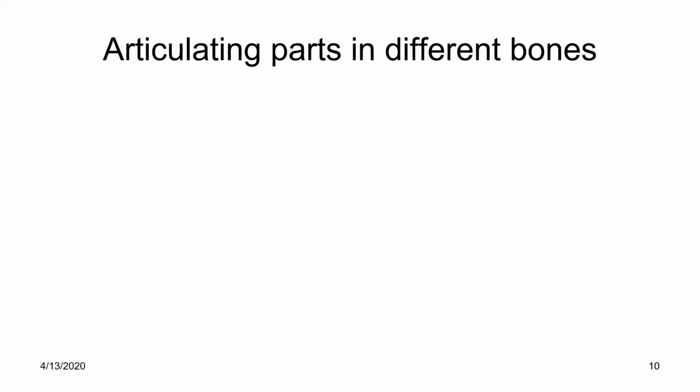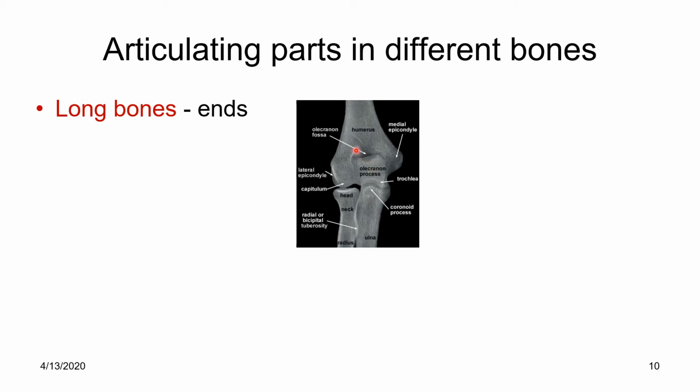What are the articulating parts in different bones? You know the classification of bones. The long bones: the ends of long bones are the articulating parts. Here you are seeing the long bones humerus, ulna, and radius. The ends of these bones take part in forming the joint.